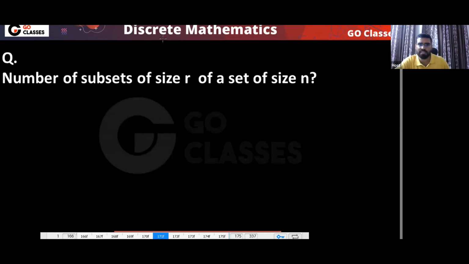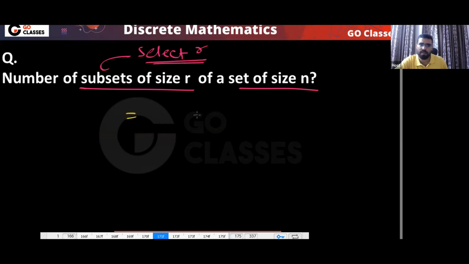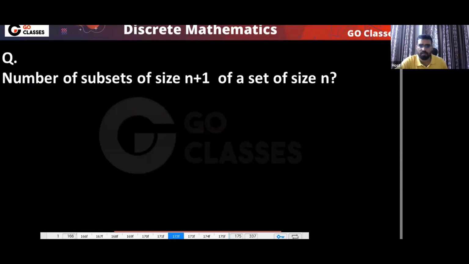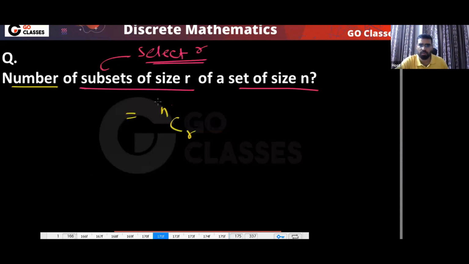Number of subsets of size R. Subset means select. You just want to select R elements. So what will be the answer? You are choosing R elements, NCR, N choose R. This is your number of subsets of size R. So you know that number of subsets of size R will be NCR.